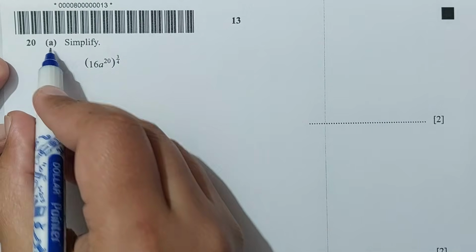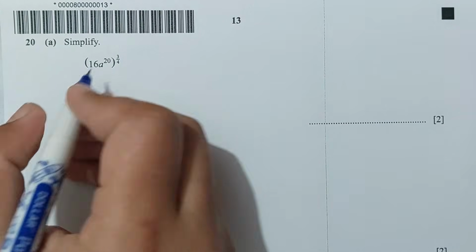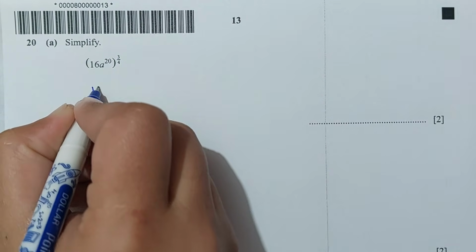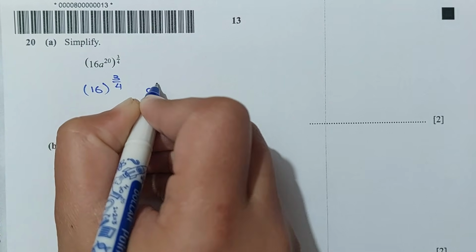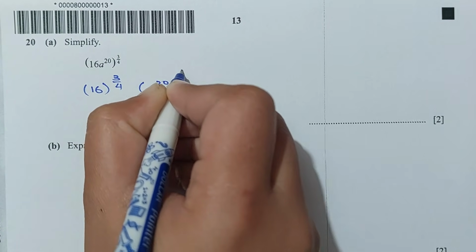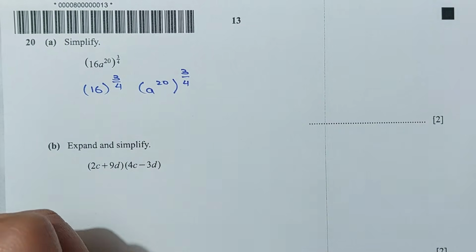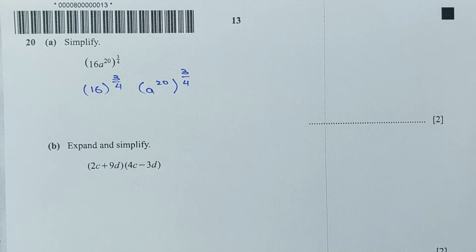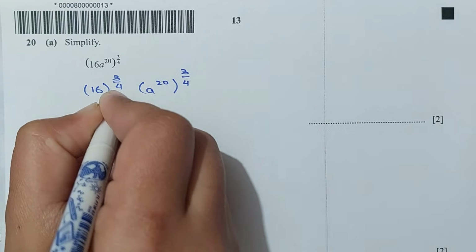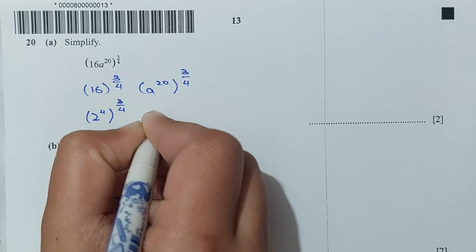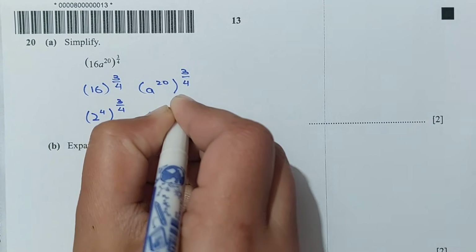Question number 20, part A, we have to simplify this. 16 to the power of 3 by 4 and a 20 to the power of 3 by 4. 16 is 2 to the power of 4, yes. 2 to the power 4 and 3 by 4. a to the power 20 and 3 by 4.